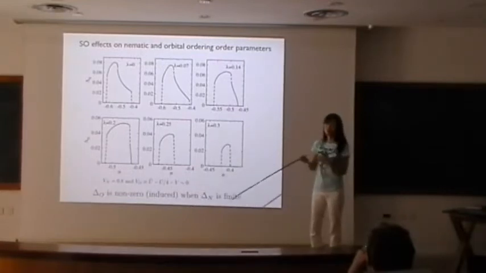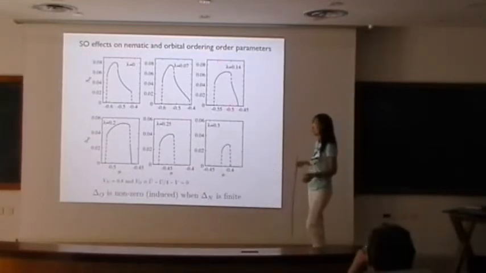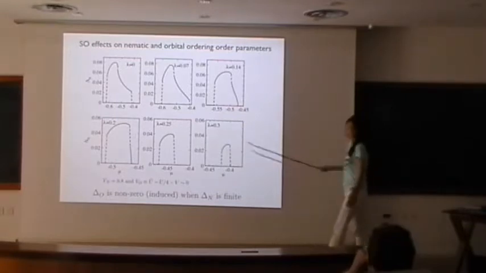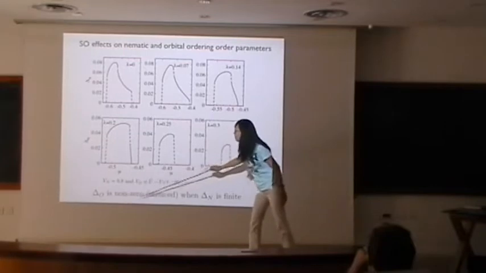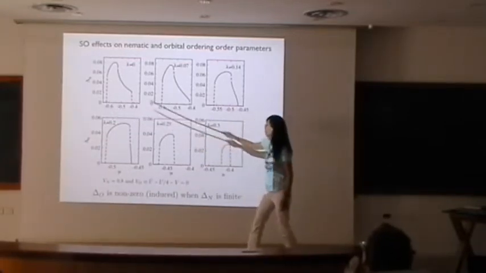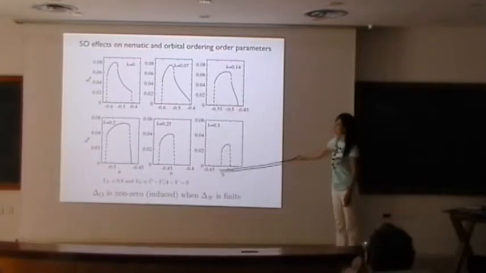Like a superconductor with a multi-gap, a small gap can be induced due to the active band, you know, the major one. Similarly here, delta O can be non-zero, and it is non-zero from here to here, exactly the same phase space. This is a chemical potential, by the way.